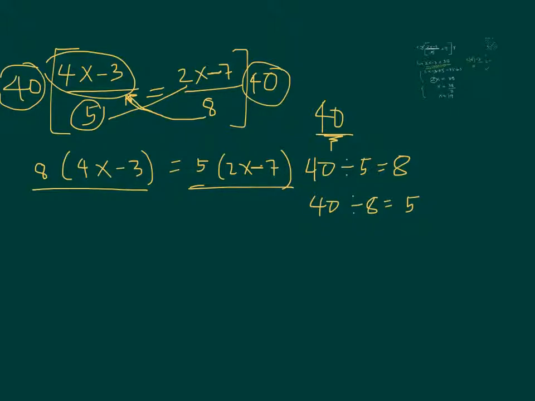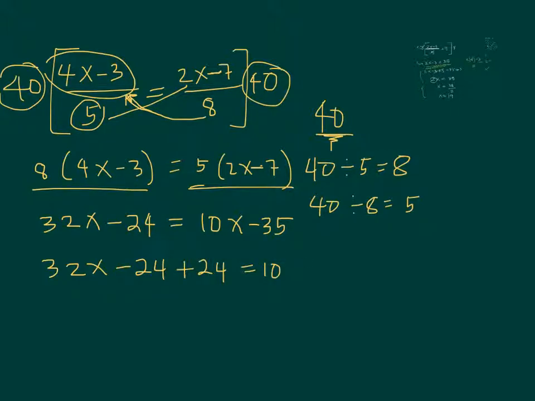And then, so after this, let's just go through this quickly. So 32x minus 24 is equal to 10x minus 35. Okay, I need to eliminate minus 24. So I have to add what number? 24. Plus 24 is equal to 10x minus 35 plus 24. So this will become 32x, and this is equal to 10x, and then minus 35 plus 24.